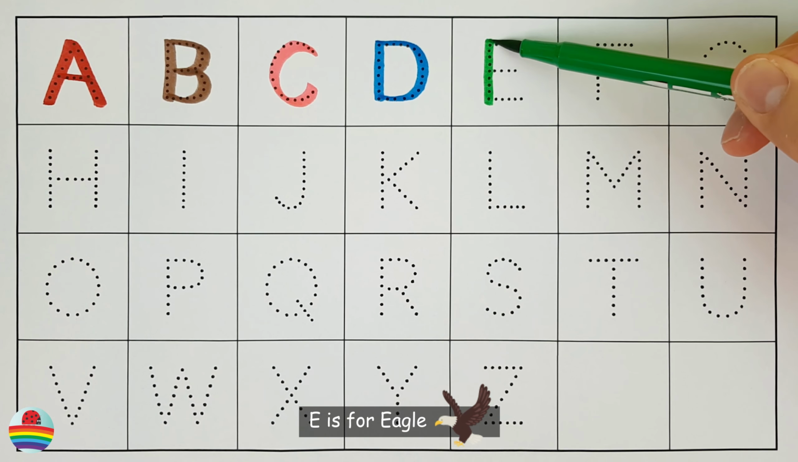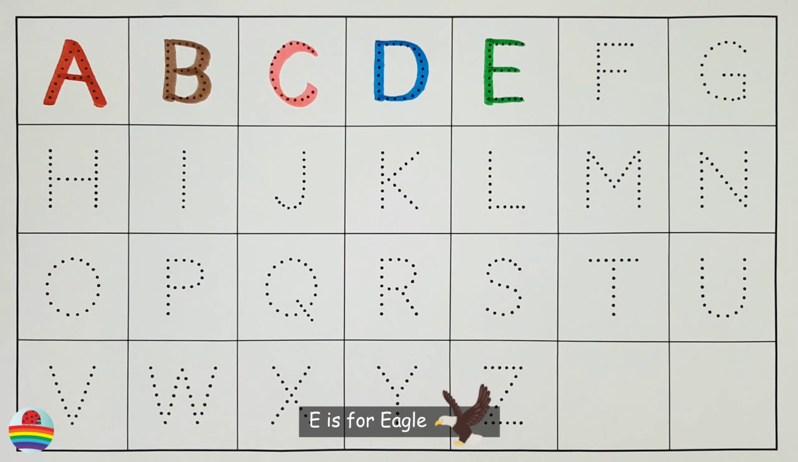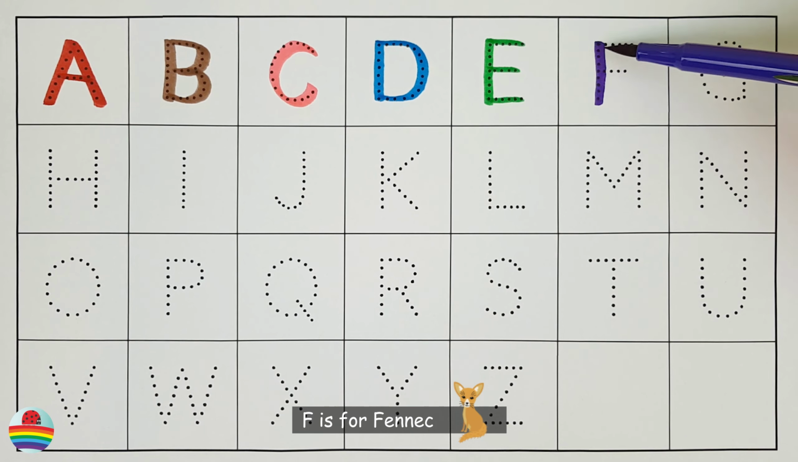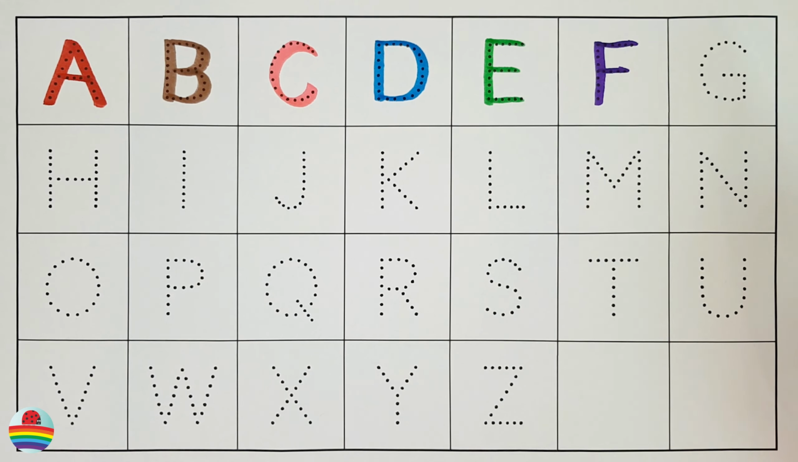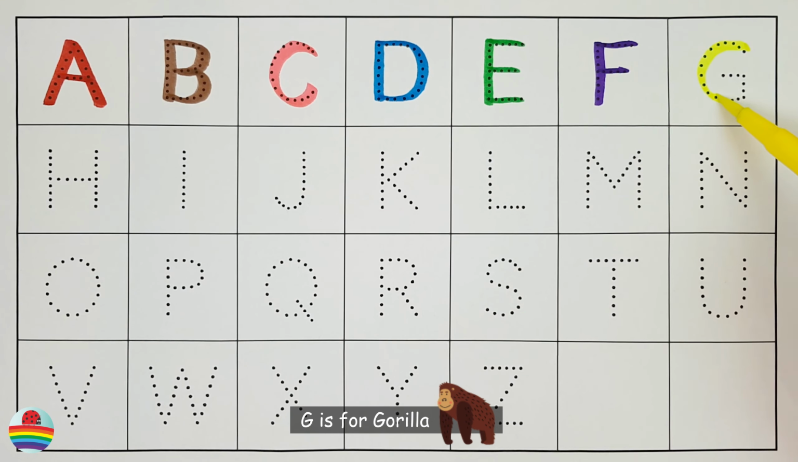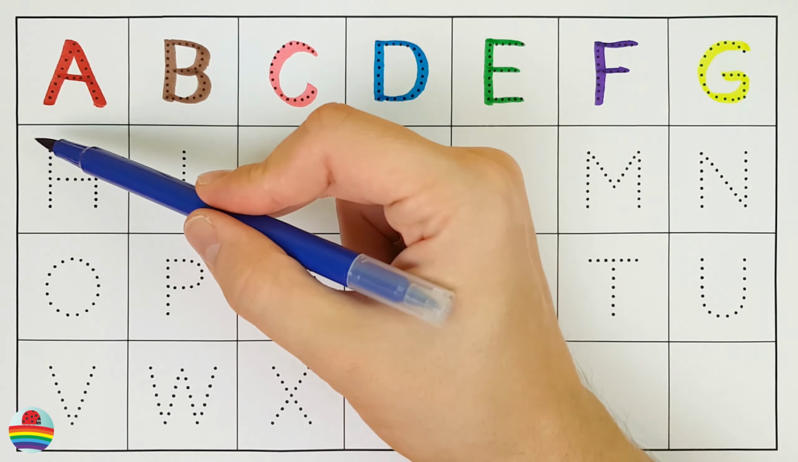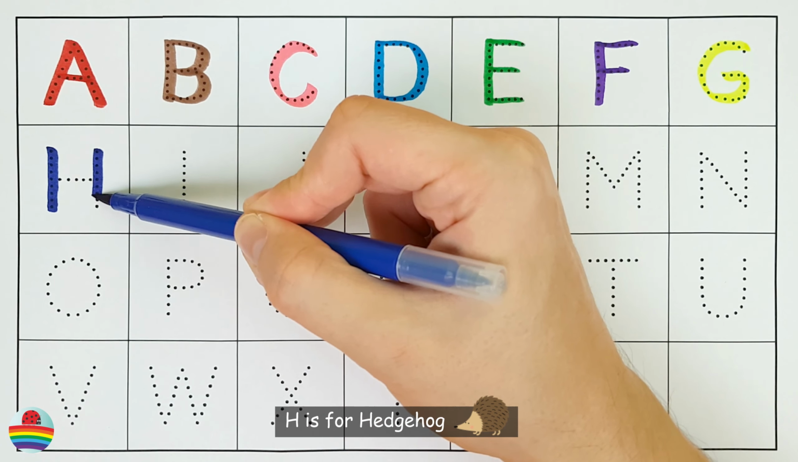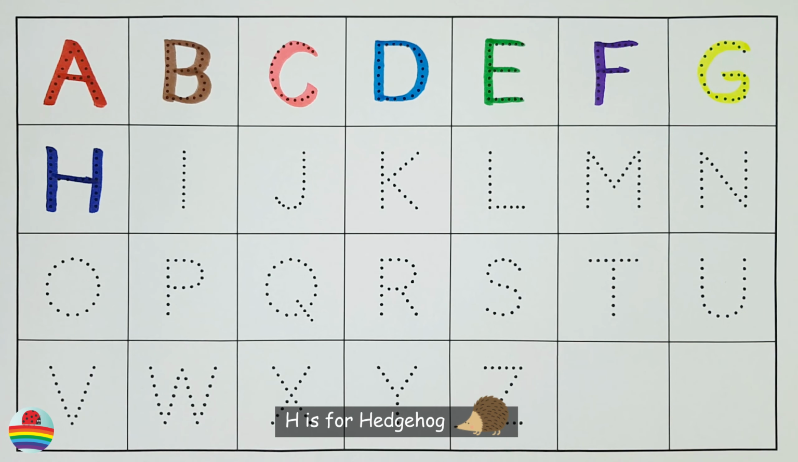E is for eagle. F is for fennec. G is for gorilla. H is for hedgehog.